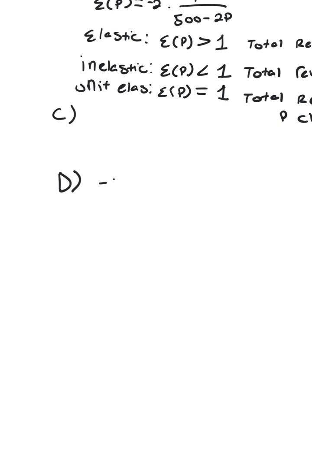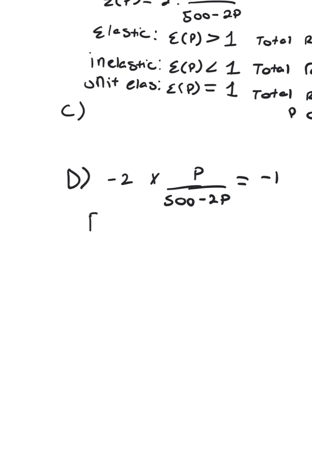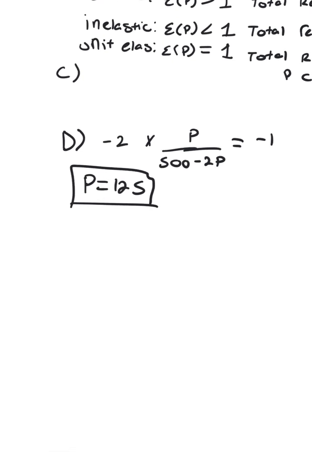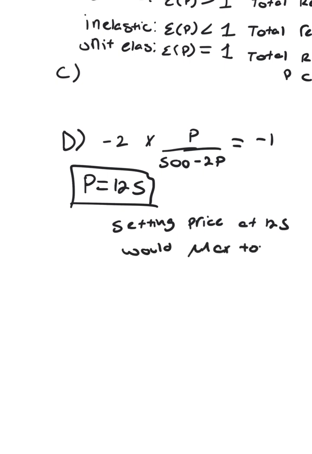So -2 times P over 500 minus 2P equals -1. If we were to solve for P, P would equal 125. So this is the unit elastic demand. So setting the price at 125 would maximize total revenue.